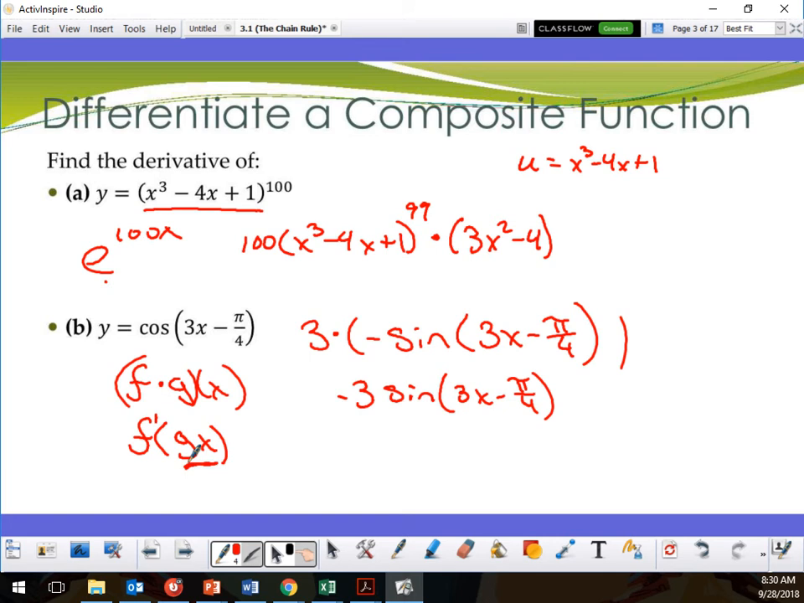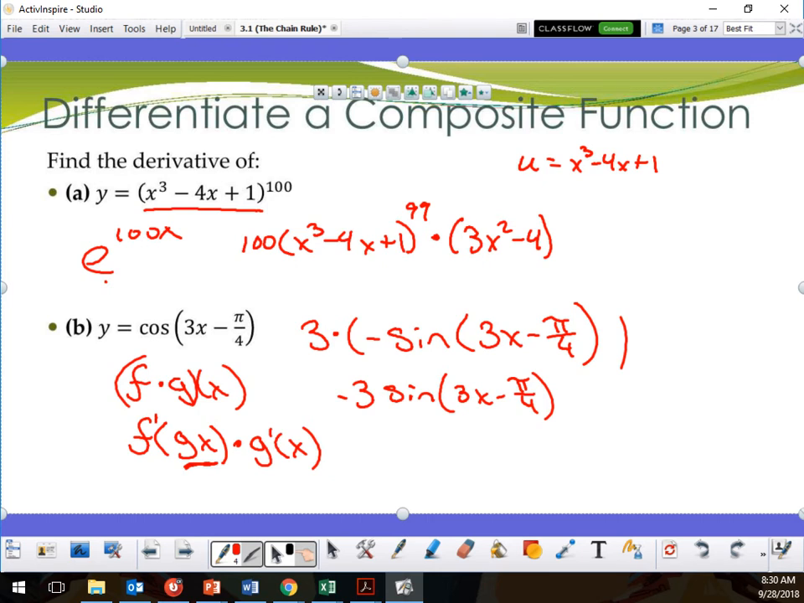Okay, does that make sense? So it's the derivative of the outside without changing the inside times the derivative of the inside, which was g prime of x. So that's the derivative of the inside, which we got here, right? That's going to be my 3. Yes? That's the 3 from there.